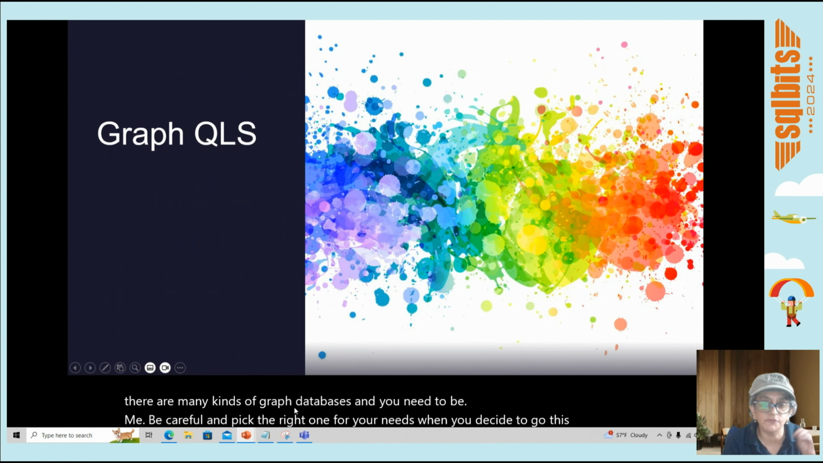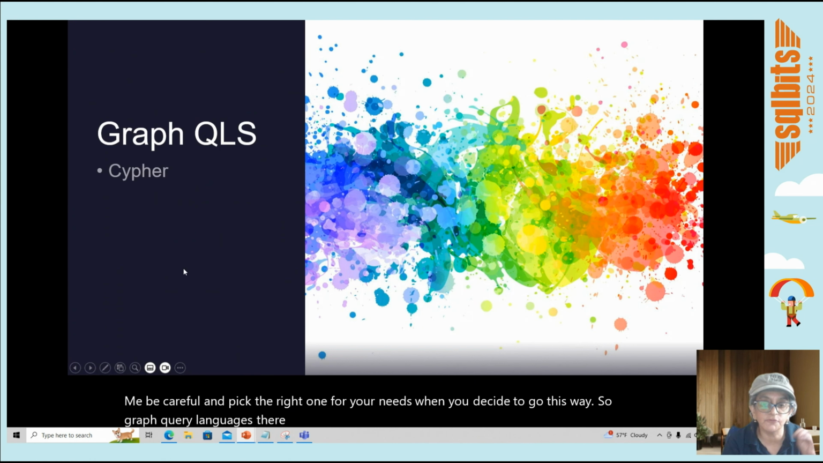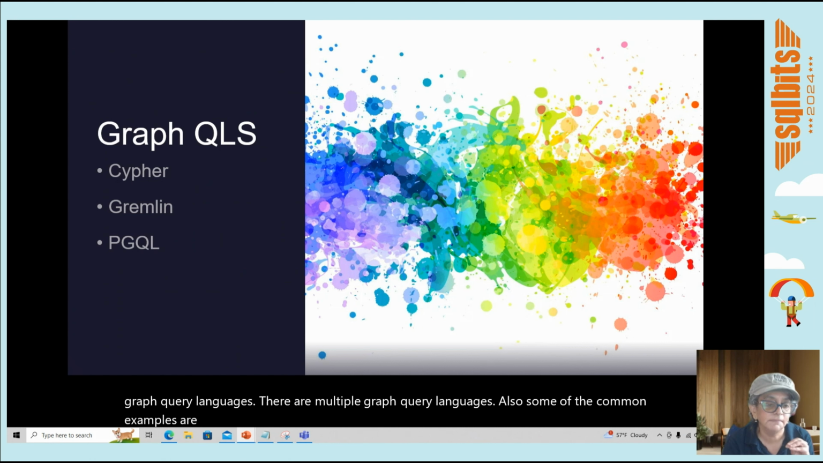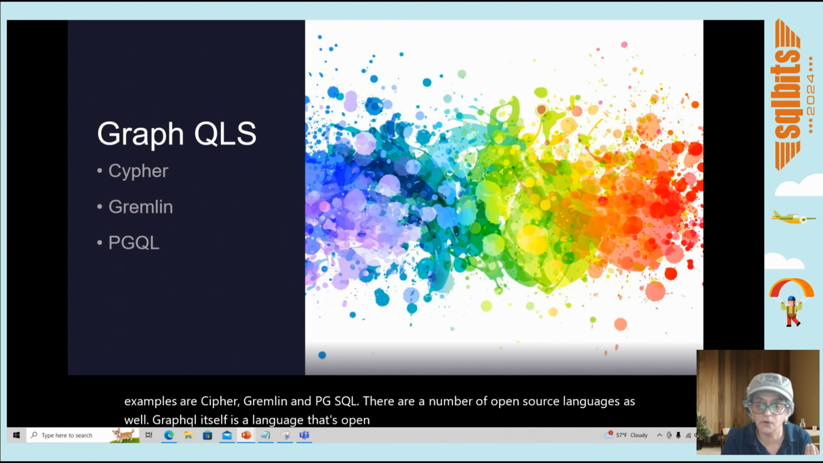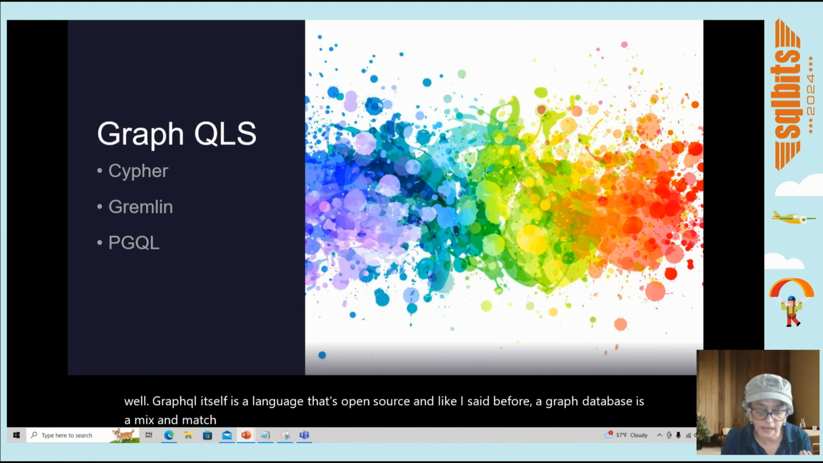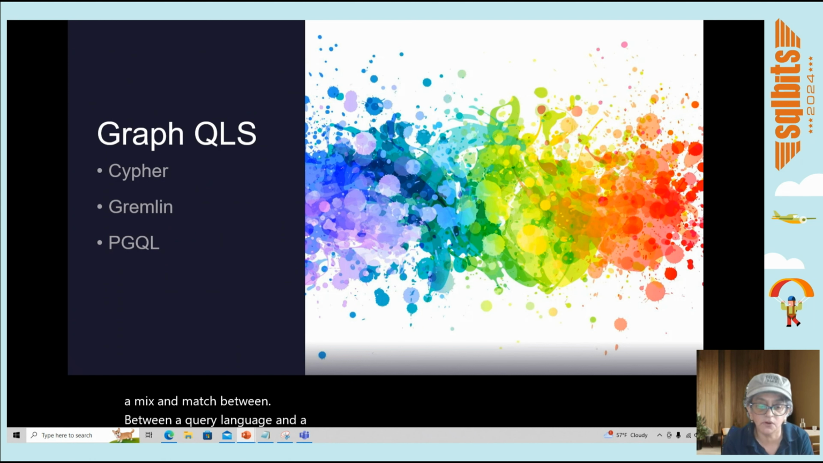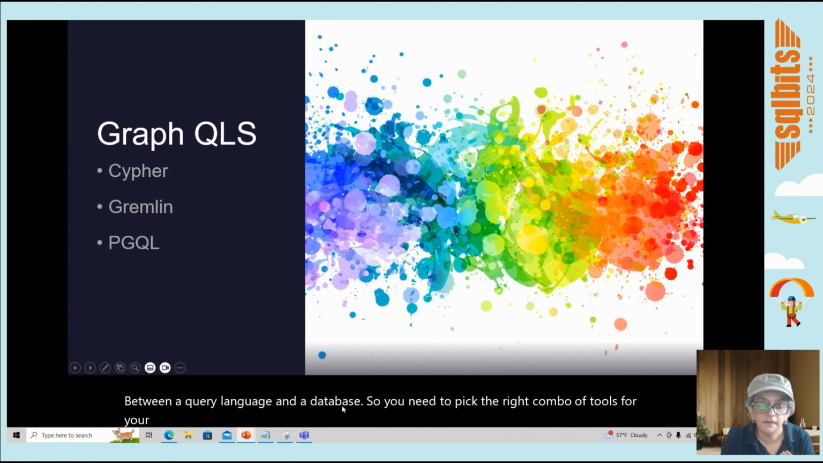So graph query languages, there are multiple graph query languages also. Some of the common examples are Cypher, Gremlin, and PGQL. There are a number of open source languages as well. GraphQL itself is a language that's open source. And like I said before, a graph database is a mix and match between a query language and a database. So you need to pick the right combo of tools for your needs.